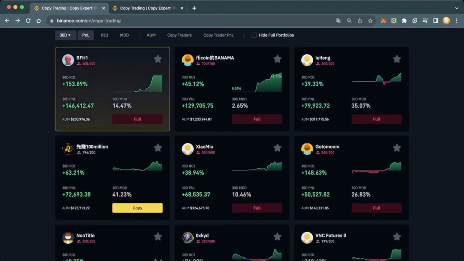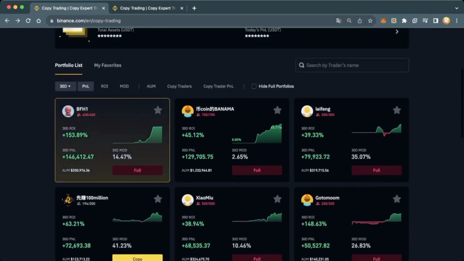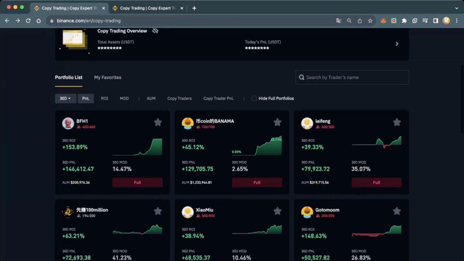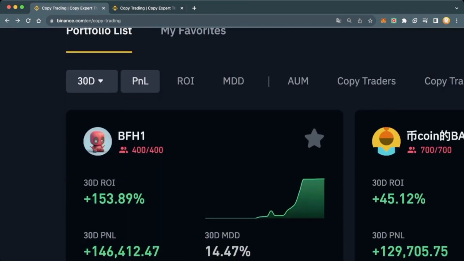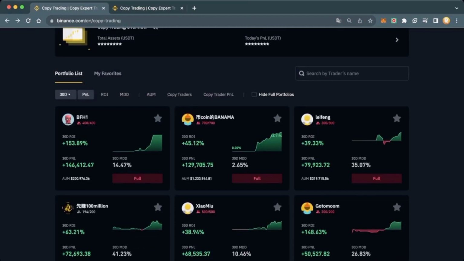However, what I would suggest is going for the longest time frame possible. You want people that are actually making money over a longer time frame, because anyone can get right up to the top over a 7-day period. They get lucky in a trade, it goes really well, but then the rest of their account, they're making losses. So you have to look at all of the history of the copy traders.